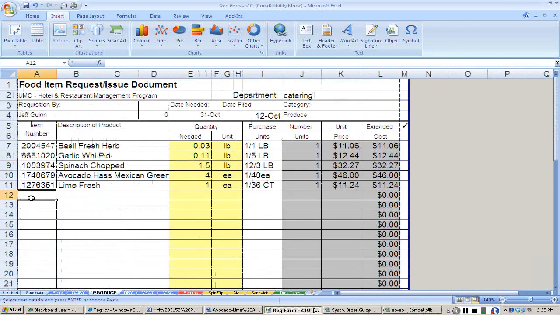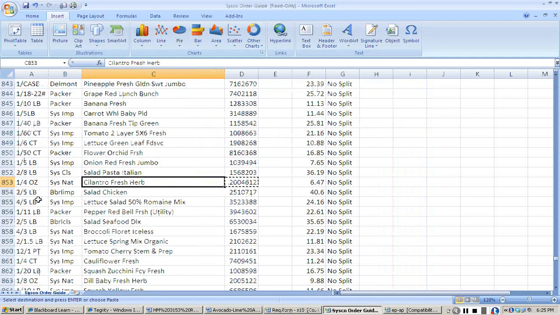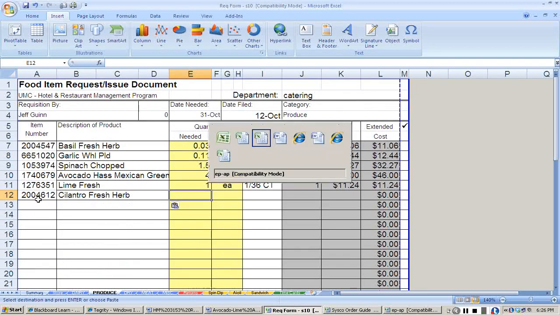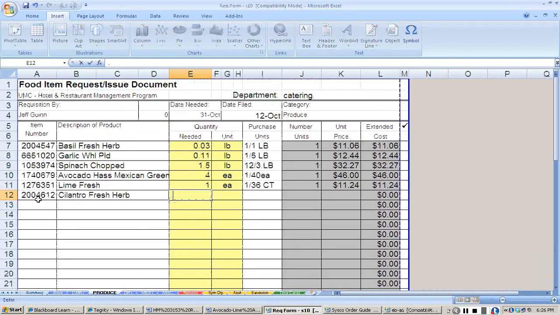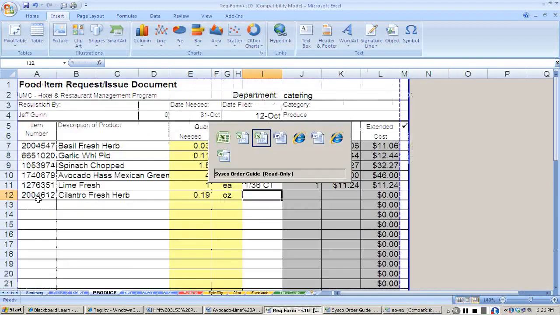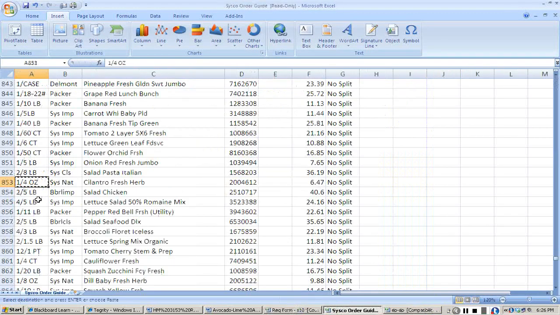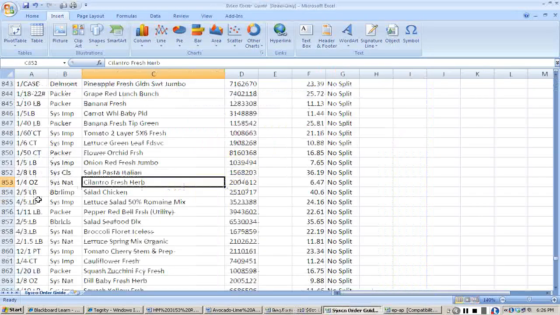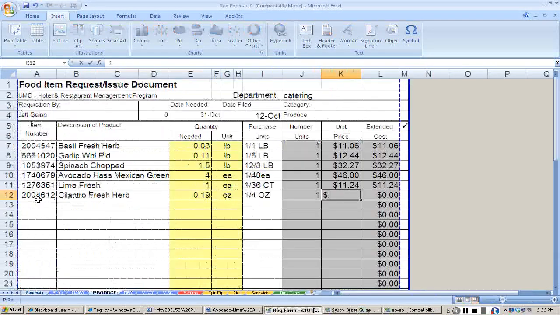Also a produce item. We need 0.19 ounces. It's going to come as a 1/4 ounce. Buy 1 of those, and $6.47.